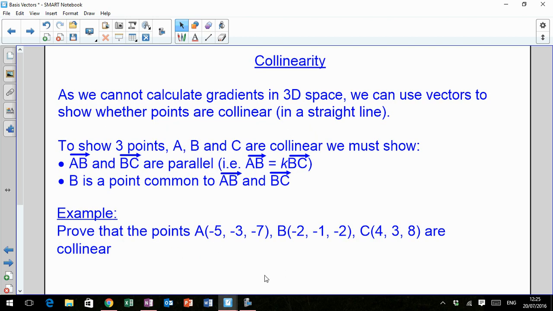Okay, now there's a quick note for you. We'll do that example after you've copied that. Just pause it for a wee second, copy that down.